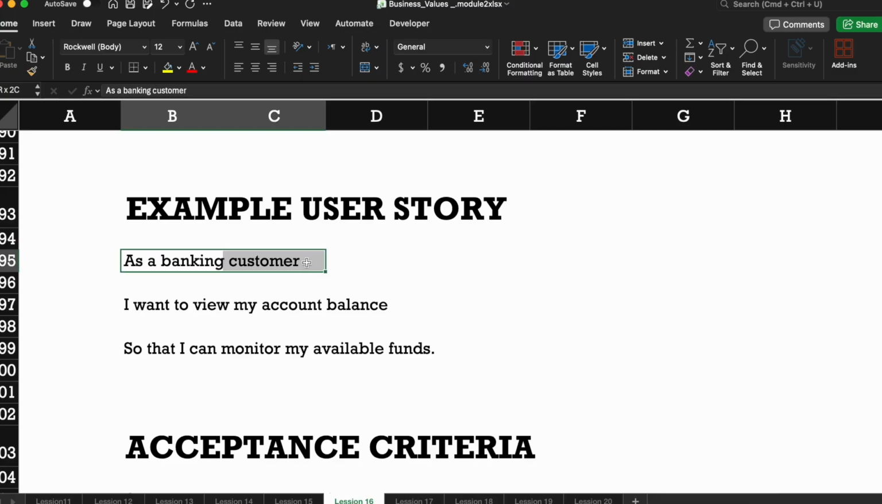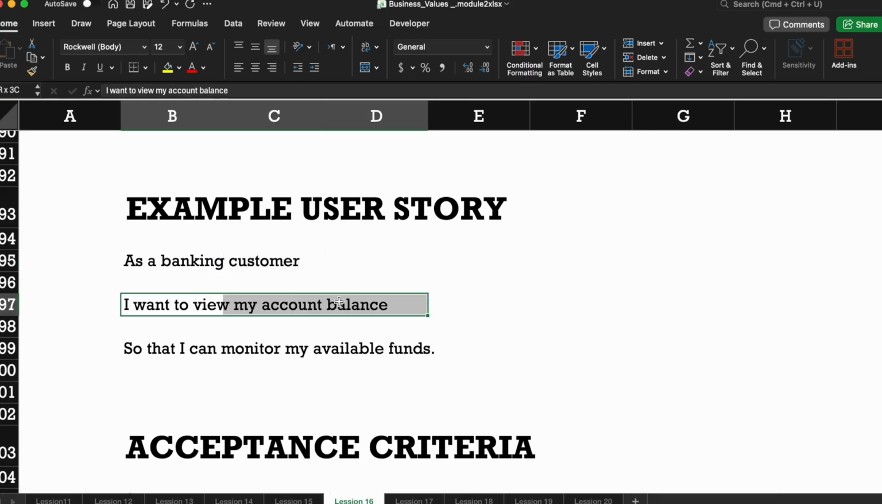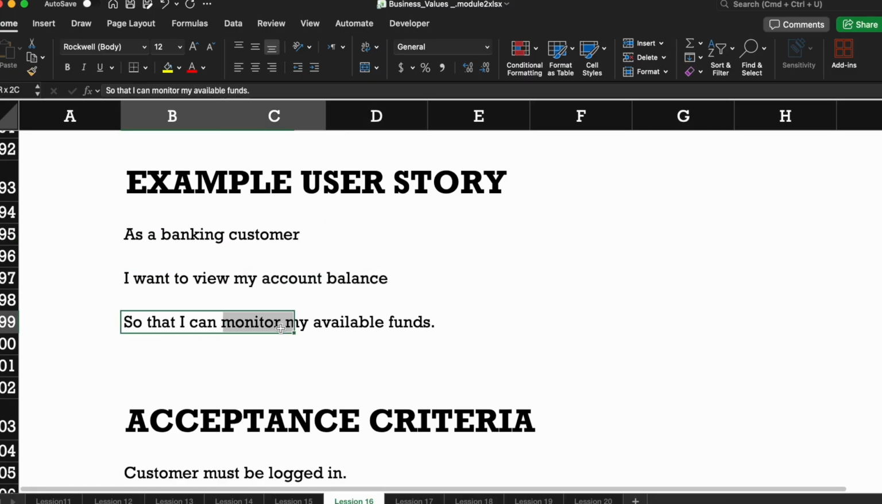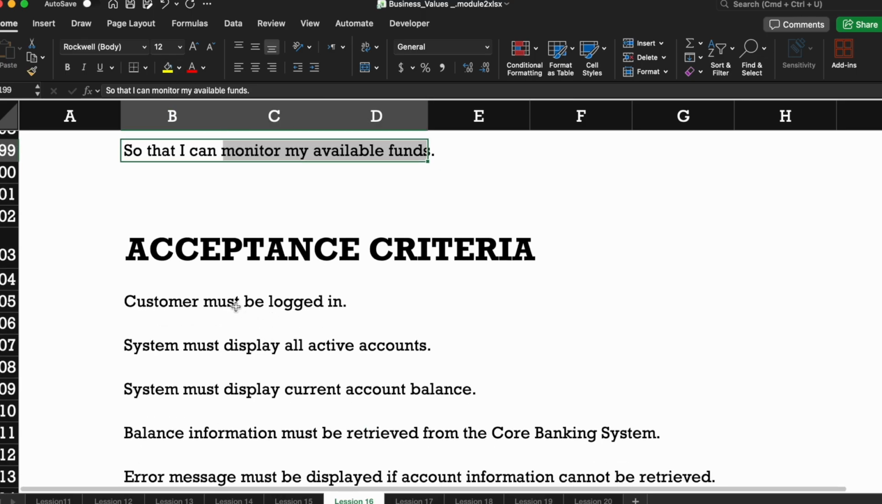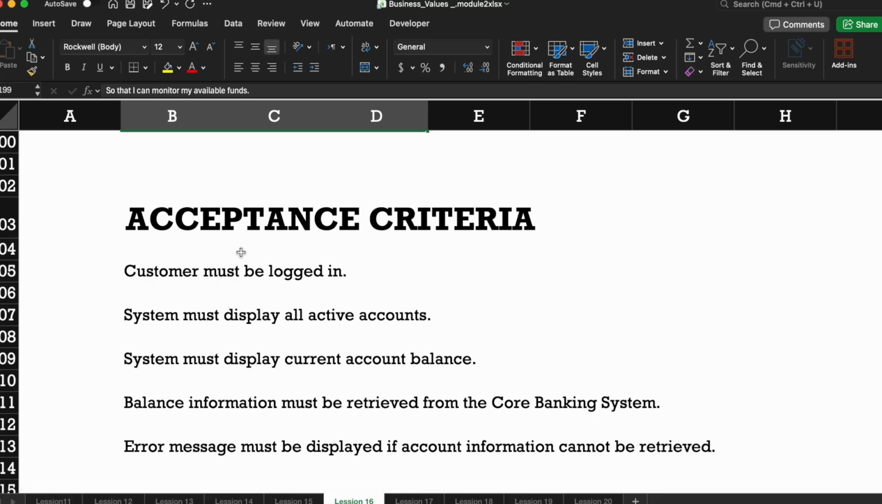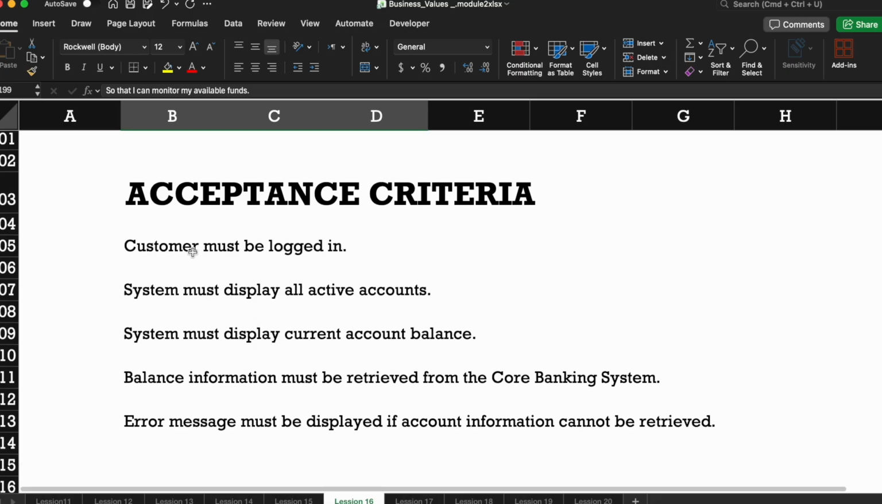As a banking customer, I want to view my account balance so that I can monitor my available funds. So this piece you understand, right? So now let's take a deep dive into what is acceptance criteria. Customer must be logged in. System must display all the active accounts. System must display current account balance. Balance information must be retrieved from a core banking system. Error message must be displayed if account information cannot be retrieved.